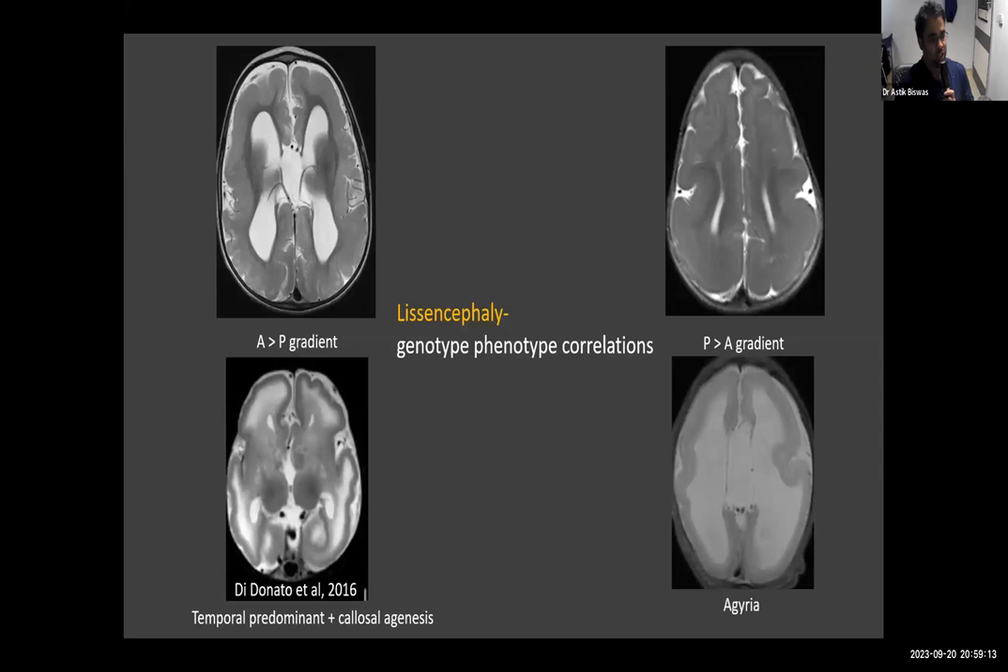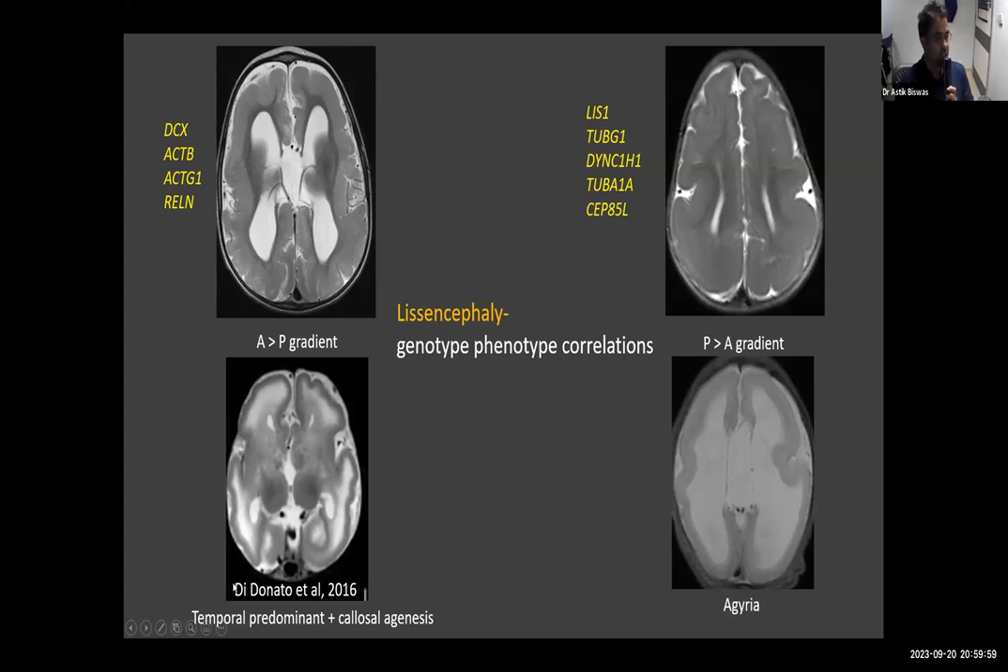So genotype-phenotype correlation is quite strong for lissencephaly. If we see an AP gradient, think of DCX, which is by far the most common, but the others are going to be your ACTB, ACTG1, which cause Baraitser-Winter syndrome, and the reelin mutations, which also tend to have a pontocerebellar hypoplasia phenotype. With a PA gradient, think of LIS1, which is the most common. Certain tubulinopathies like TUBA1A, which we saw before, and TUBG1 also have this gradient. And the rarer causes are going to be DYNC1H1, which is a microtubule-associated protein.